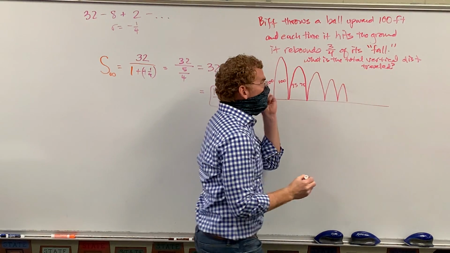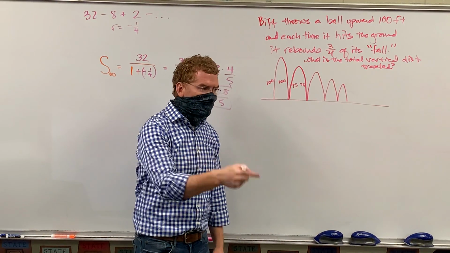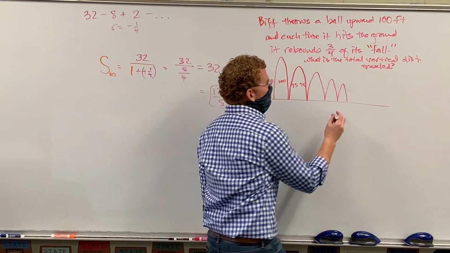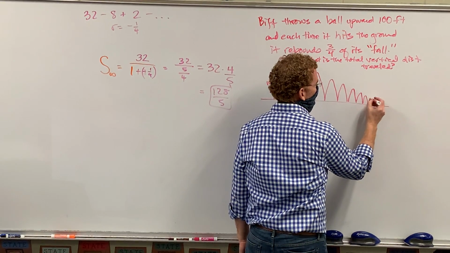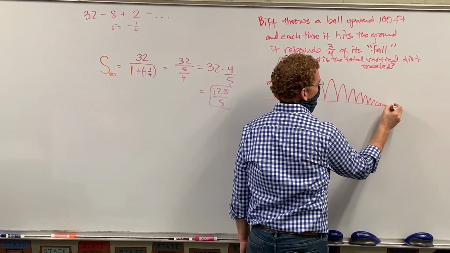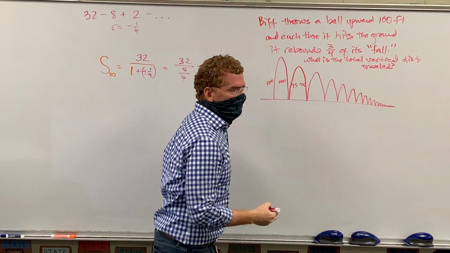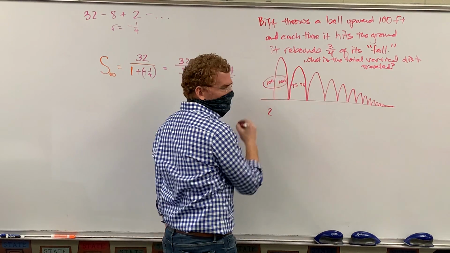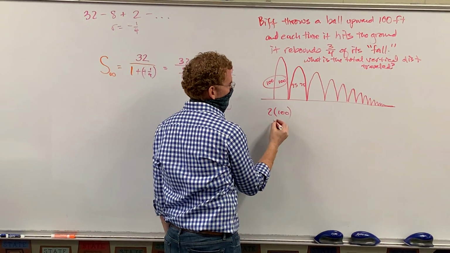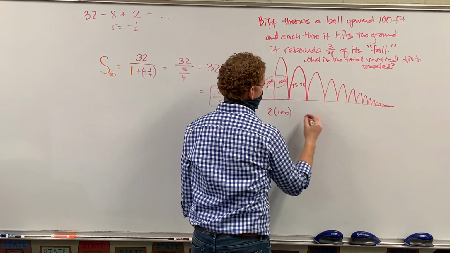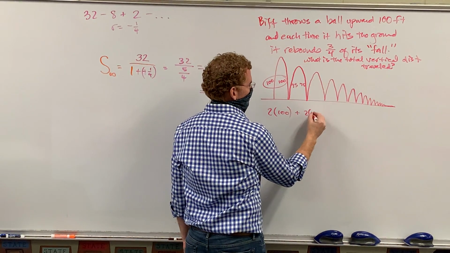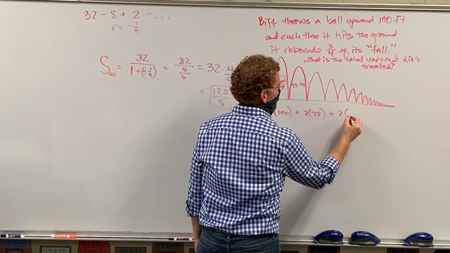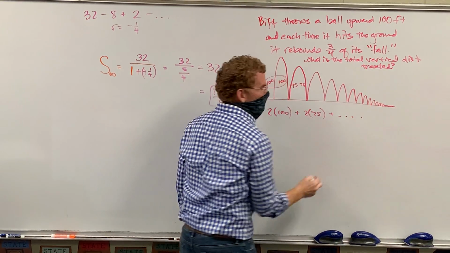Now, if it always rebounds 3/4 of its fall, in theory, isn't it going to keep coming back up and bouncing forever? So if it's going to keep bouncing forever, what can I use here? This to me looks a whole lot like the first term is 200. The next is 150, whatever the next one is, yada, yada, yada. Doesn't that feel very geometric to me?